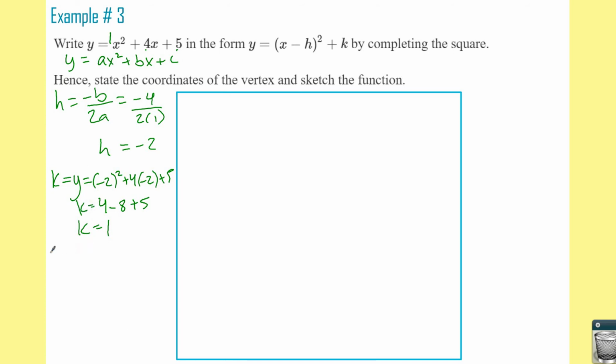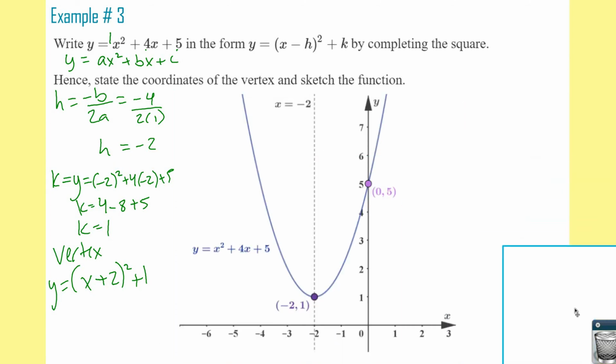So our vertex form is going to be, I lost my h, okay, y equals (x plus 2) squared plus 1, because minus a negative. That is vertex form. So then we state the coordinates of the vertex, and we can sketch it.